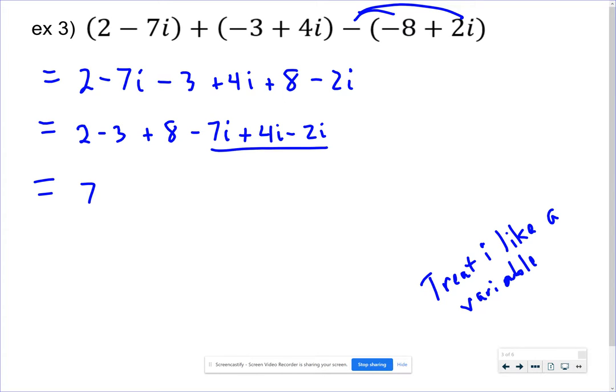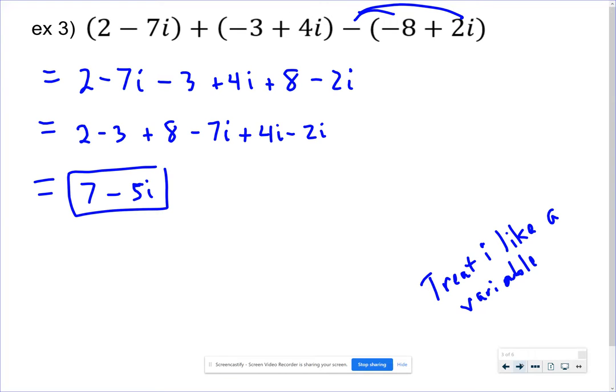These three guys right here. Negative 7i plus 4i is negative 3i. And then take away 2i. We get negative 5i. So do negative 7 plus 4, and then take away 2. We get negative 5. There's an i with that. So 7 minus 5i. And we're done. But look at the operations. We're adding, we're subtracting.